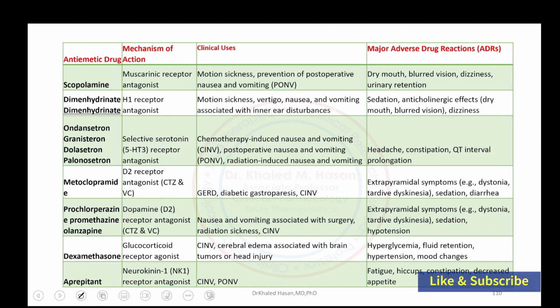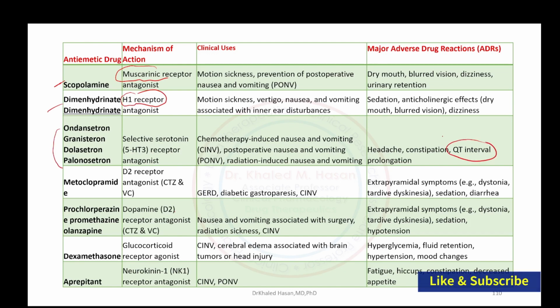Okay, so this table summarizes the information for antiemetic drugs. We discussed scopolamine with you. Scopolamine is considered a muscarinic antagonist. We have dimenhydrinate and diphenhydramine, which are considered H1 receptor blockers. We have serotonin receptor antagonists. We discussed all this information.